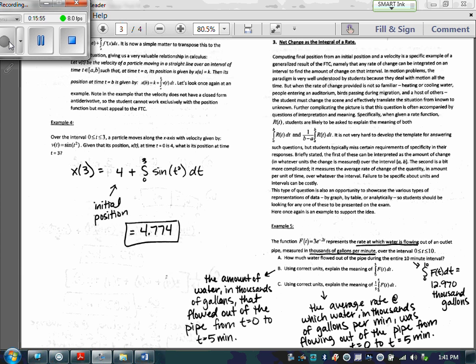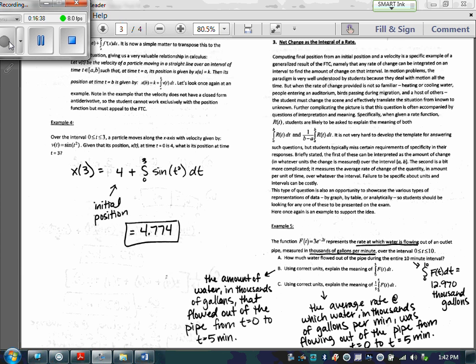It says for part A, how much water flowed out of the pipe during the entire 10-minute interval. So if this is the rate at which water is flowing out, how would I figure out how much water is flowing out? Integrate it. Integrate f from 0 to 10. I'm assuming that this one is also a calculator question. When you integrate f from 0 to 10, you should get 12.970. What does that represent? 12.970 is what? Thousands of gallons that have been poured out of this pipe. Okay? Thousands of gallons.